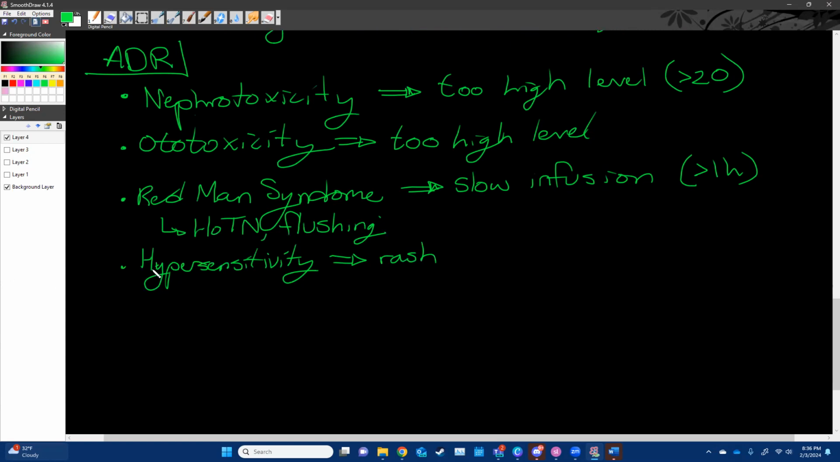So when we talk about monitoring vancomycin, what are some kinds of patients in which we would have to have more specific monitoring? Who would need to be watched more closely if they're getting vancomycin? Renal insufficiency. Yep.